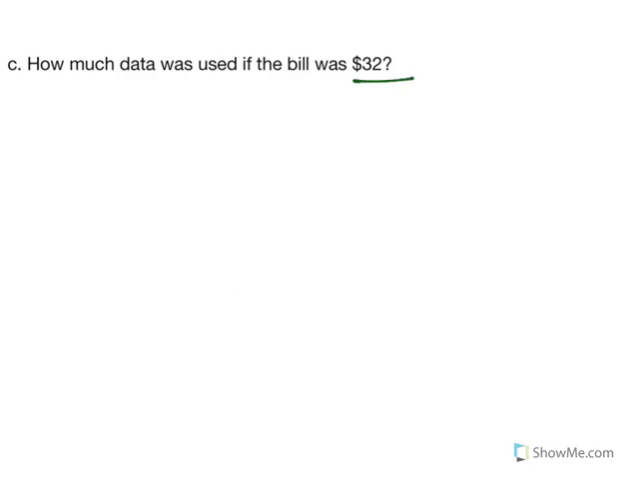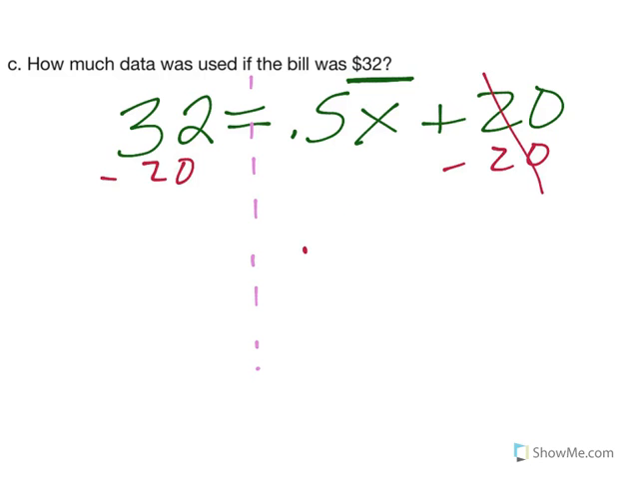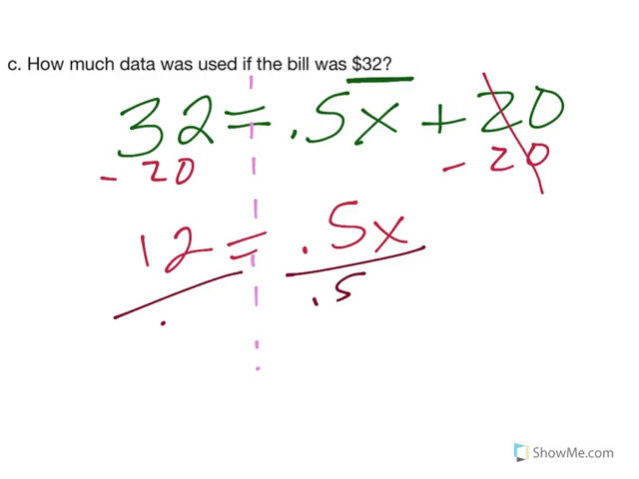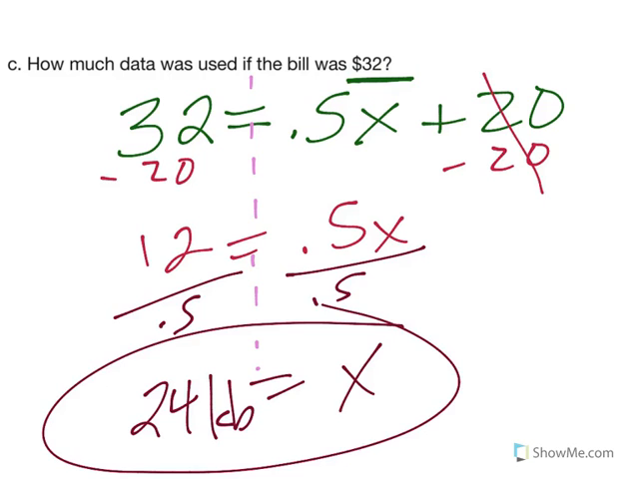And let's pretend, going the other direction, you got a bill for $32, so you want to figure out how many kilobytes you used. So $32 is the y, 0.5x plus your flat rate. So again, your equal sign splits it in half. Let's subtract 20 from both sides. 0.5x equals 12, and I'm going to divide both sides by 0.5. So I used 24 kilobytes of data to get that.